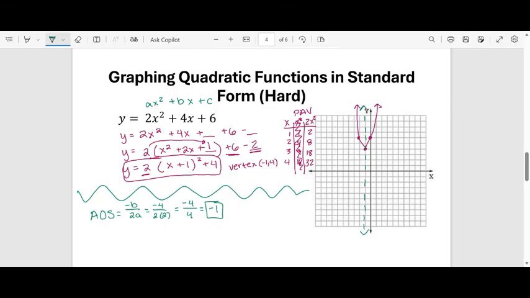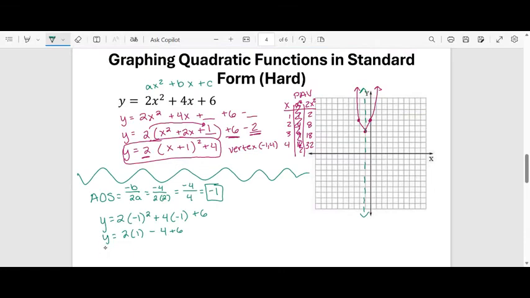I will plug negative 1 into my equation to find the y value of my vertex. So I'll do 2 times negative 1 squared plus 4 times negative 1 plus 6. Negative 1 squared is, of course, 1, and 2 times 1 will give me 2. 4 times negative 1 is negative 4, and then I have to bring down my 6. So I'll have 2 minus 4 plus 6, and my y value is going to be 4. So my vertex will be at negative 1, 4.